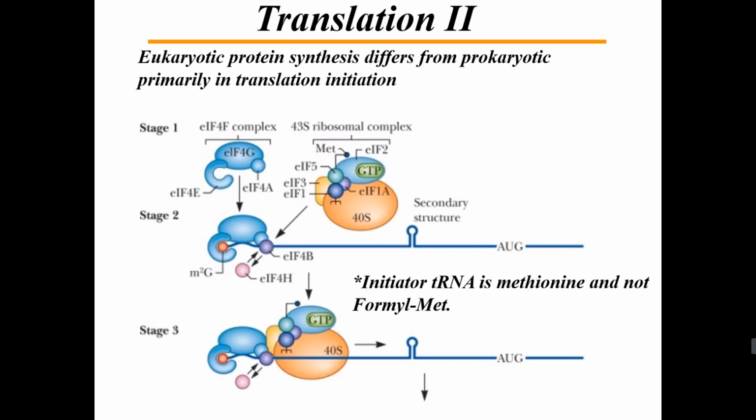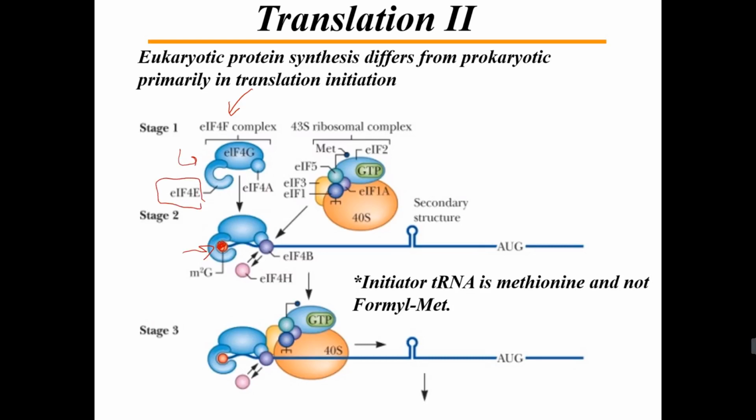The first step is the assembly of a complex on the 5' cap, called the eIF4F complex, where the e stands for eukaryotic. It's a multi-subunit complex, and there's a key one I want you to focus on, eIF4E, which interacts with the 7-methyl G cap, depicted here in red.